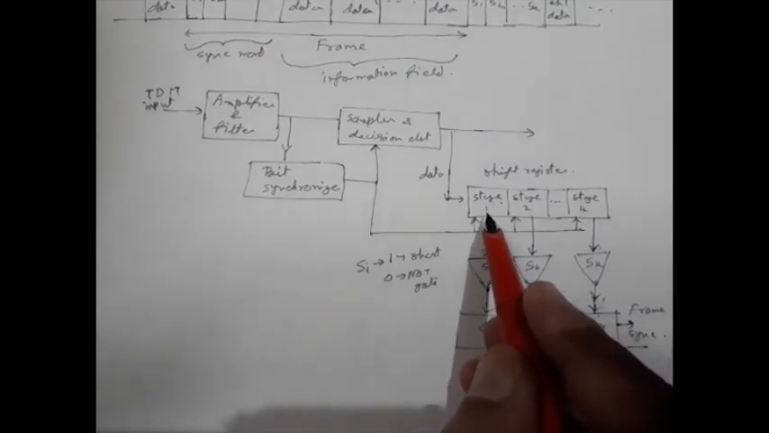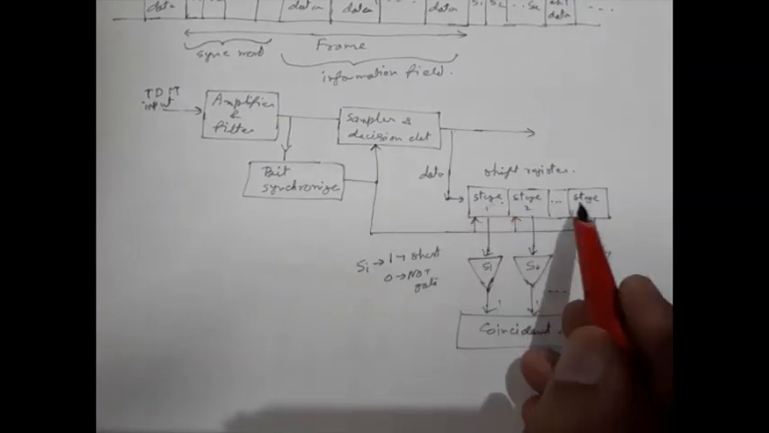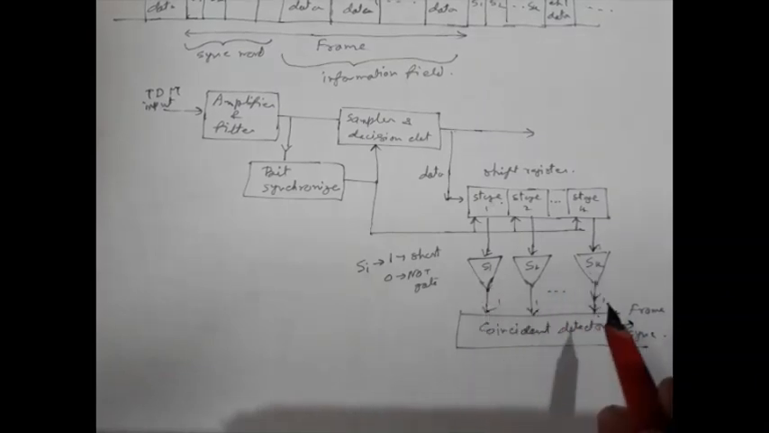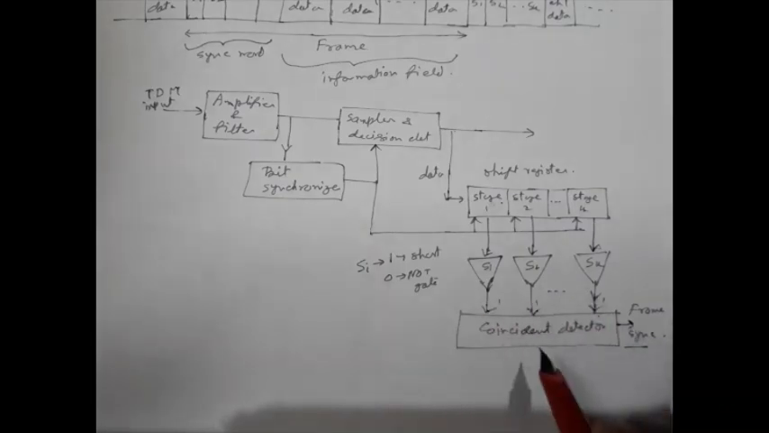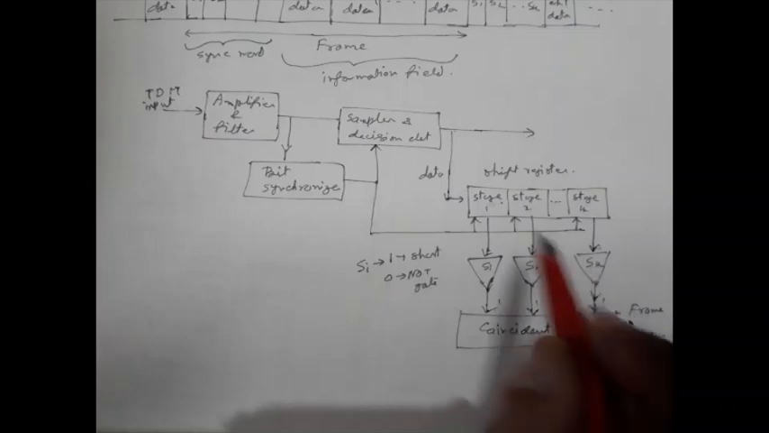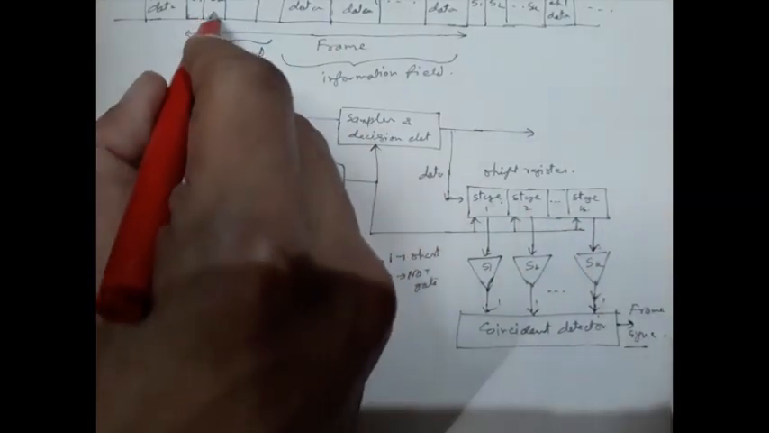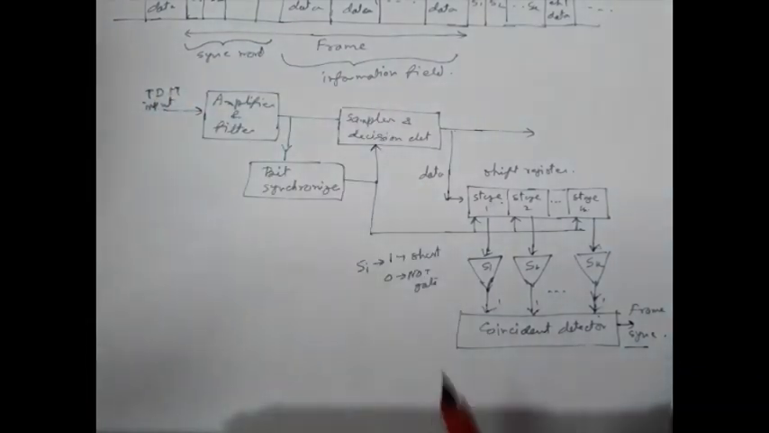If some other data enters these shift registers, then any one of these inputs will be 0, and under this condition the coincident detector output will remain 0. So the coincident detector output will be 1 only when all these shift register stages are filled up with the proper sync word that the transmitter had given. So this is how frame synchronization works.